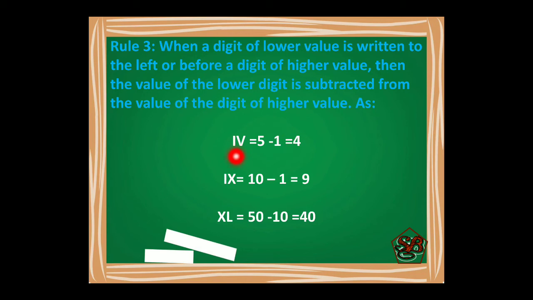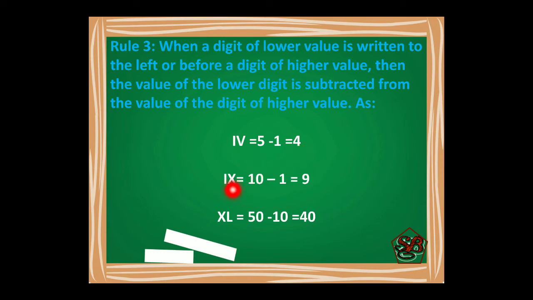Here, let's take I and V. Now, V stands for 5 and I stands for 1. Now, the smaller number is on the left side, right? So, we will subtract. 5 minus 1 is 4. That means I and V represent 4.